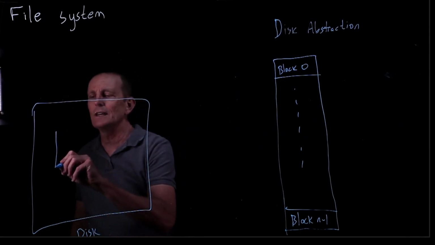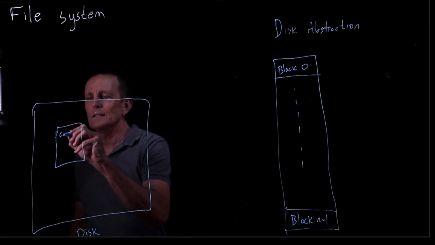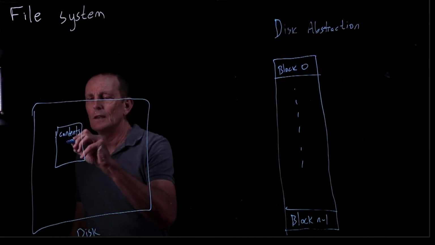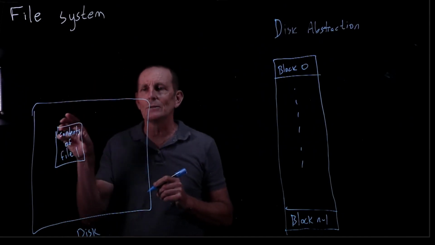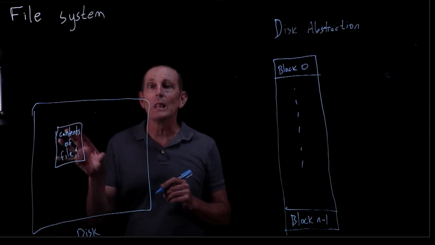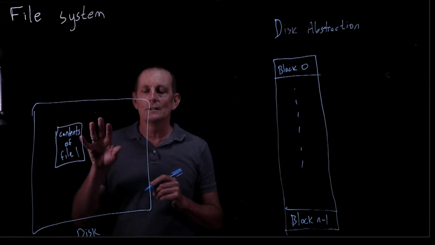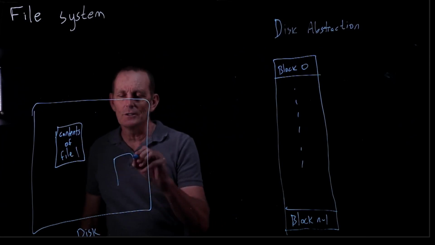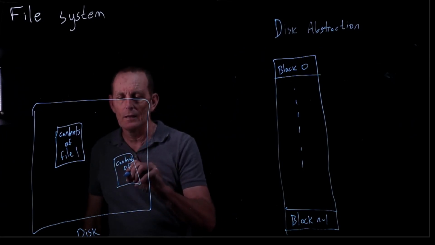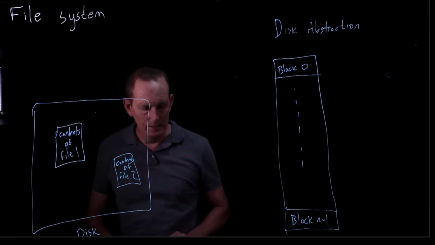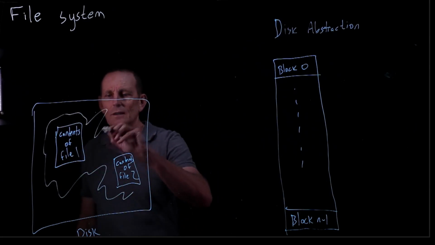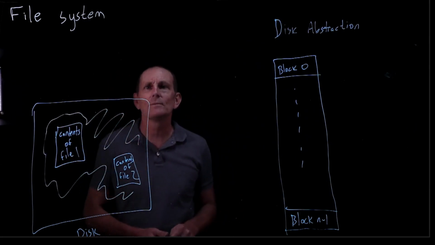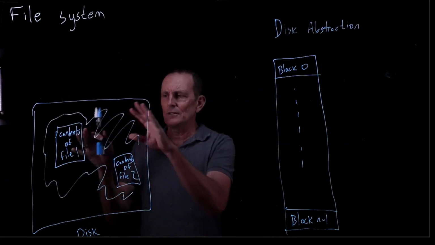All right, and we've got, let's say, contents of file 1. And these really need not be contiguous. That may be separate parts, separate blocks in the disk drive. We might have the contents of file 2. And then what I'm going to say is everything outside of that is the file system metadata. So what is that? Everything outside of that?